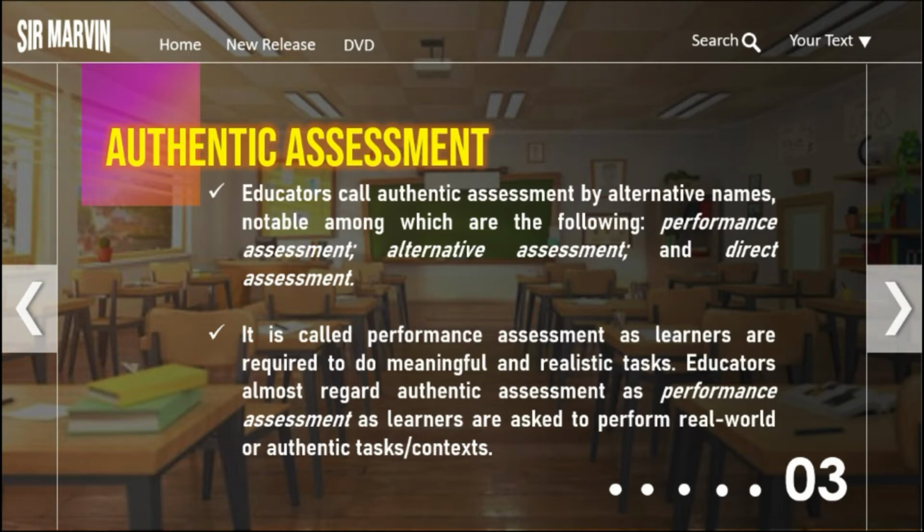Bakit performance assessment? Of course, authentic assessment kasi it requires performance of students, okay? Na nasabi ko nga kanina, yung natutunan nila sa loob ng classroom, kailangan na nilang i-apply sa totoong buhay para masabi natin na may learnings talaga na na-acquire ang mga students.